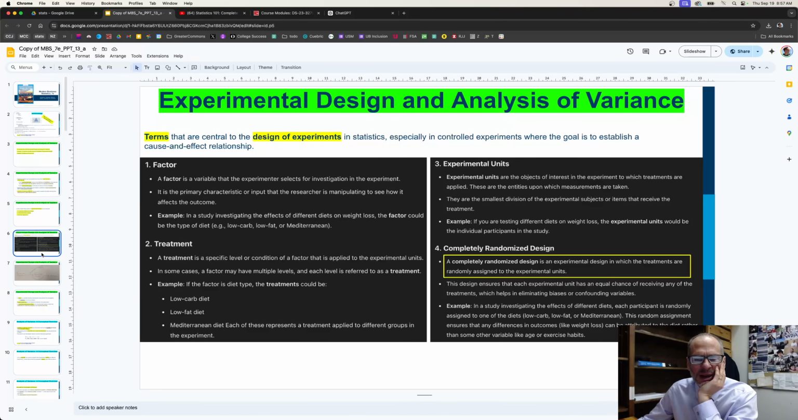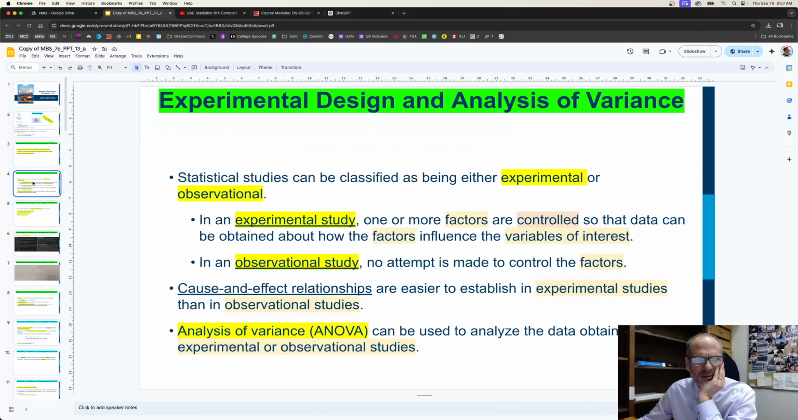Because you didn't just randomly assign it to people to see what happens. There's some bias in there, and you have a confounding variable, right? Now men are more likely to have been eating the meat diet in this experiment, and that could confuse the results. So randomly assigning things, having a completely randomized design, helps eliminate those confounding variables and biases.